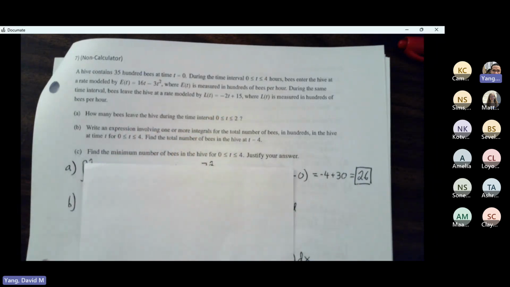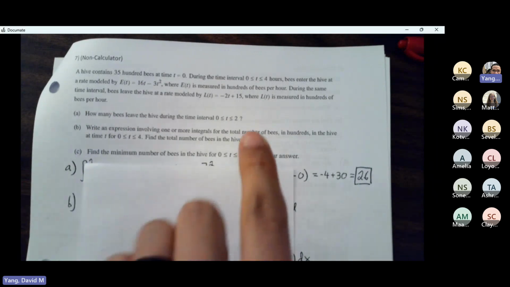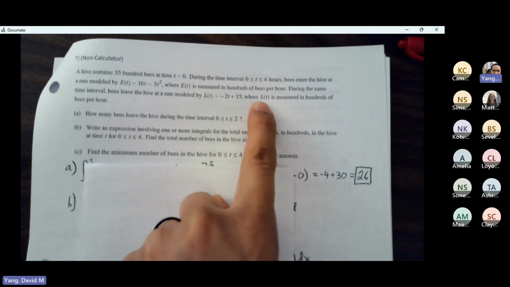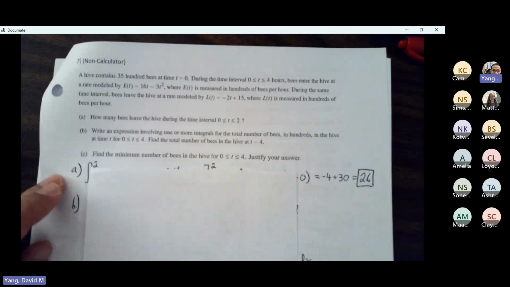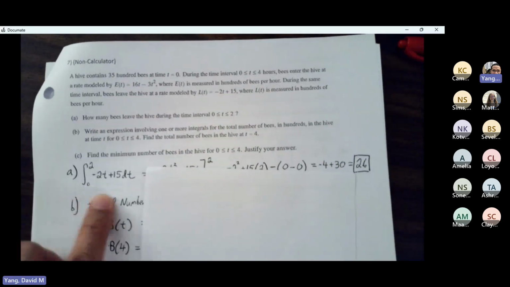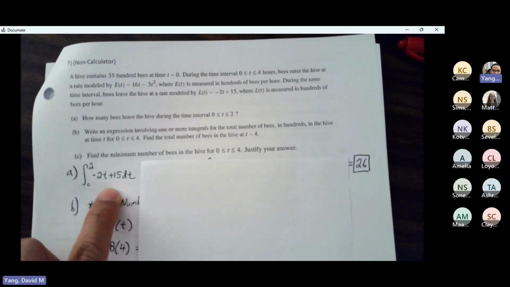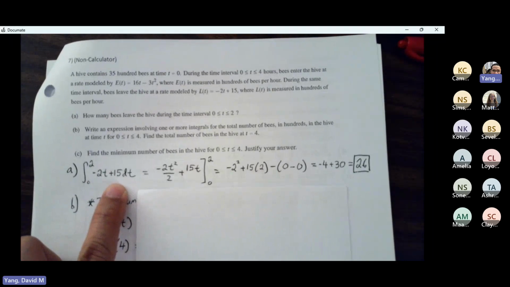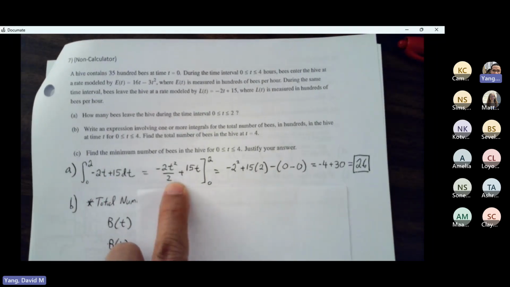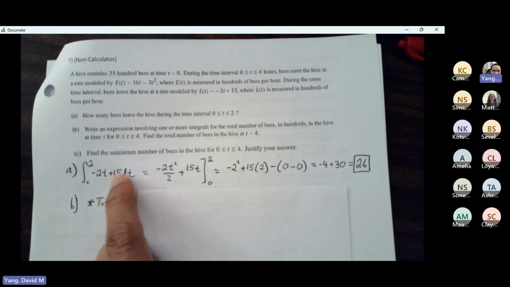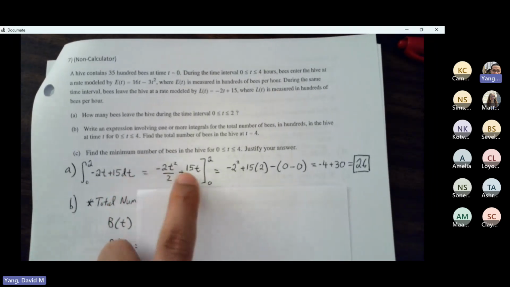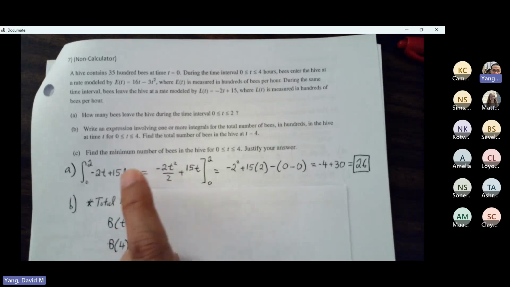So we don't care about how many have entered, or how many are in the hive to begin with. We just want to know how many have left. So all we need to work with is L of t. We take the integral of L of t, but we do need to work this out by hand. These are nicely set up as power rule problems. So just find the antiderivative using power rule. So negative 2t becomes negative 2t squared over 2. 15 becomes 15t. No plus c because we have bounds here.